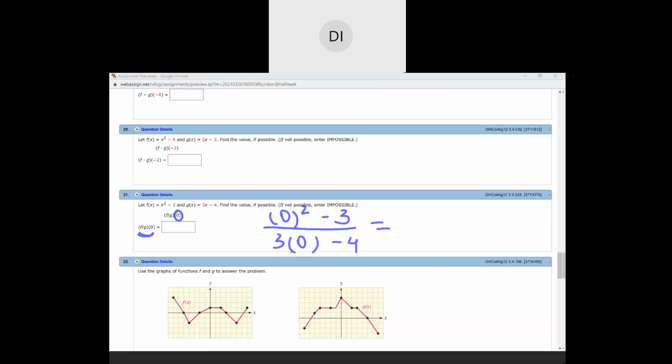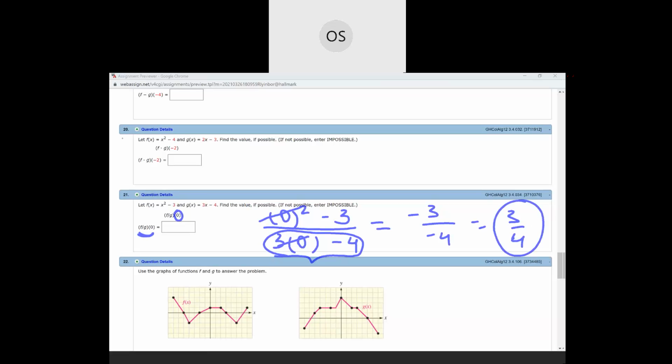And if it happens to be 0 in the bottom, if I simplify this and you get 0, it's impossible, division by 0, right? So that's why it could be impossible. But in this case, you can simplify it because this is 0, so it's negative 3 over 0 minus 4, so it's 3 over 4. So it's okay, you can do it. But only if you divide by 0, it's impossible. Okay? Makes sense?